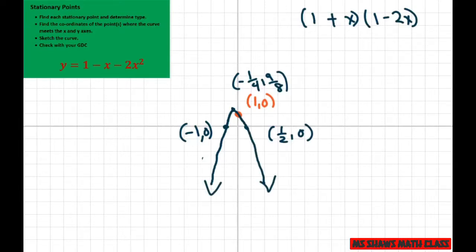And there you have it. If you want to check with your graphing display calculator, you can. And it should be kind of more curvy here. All right. And that's it.